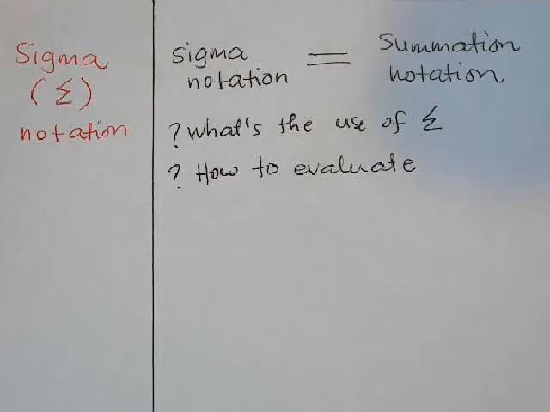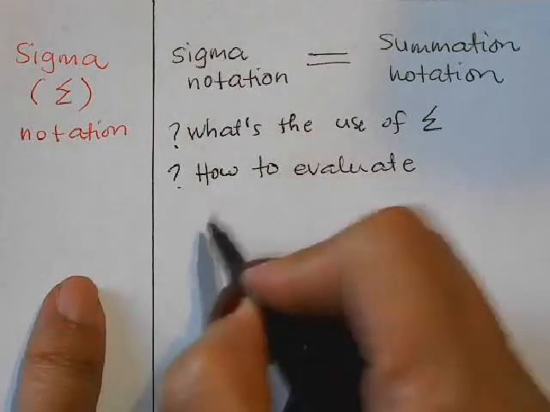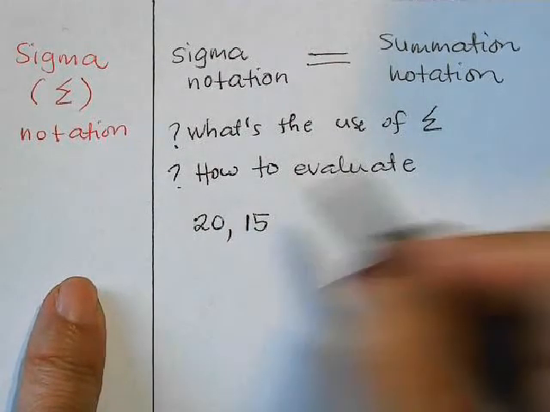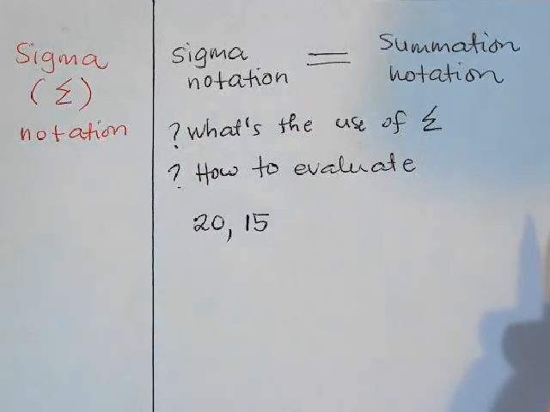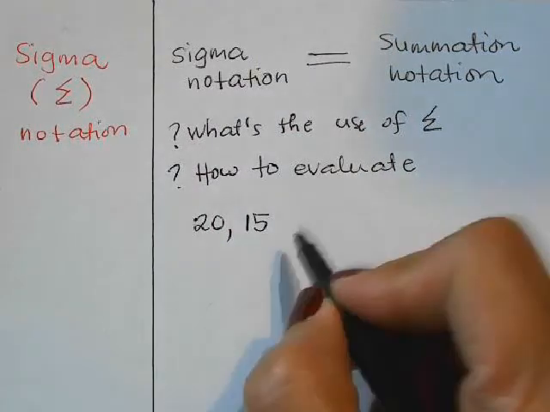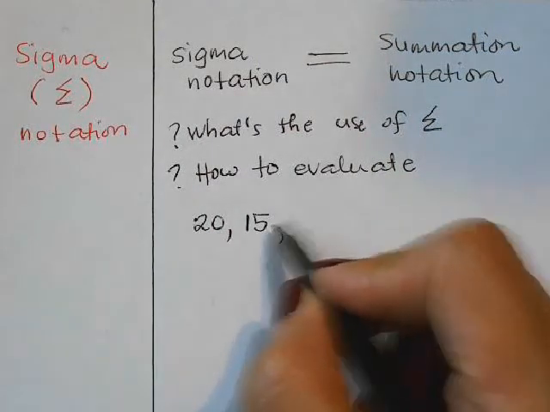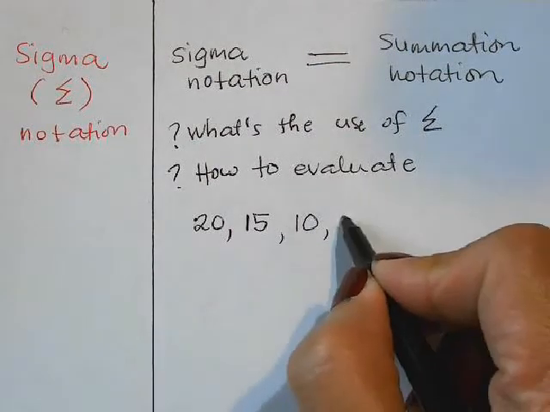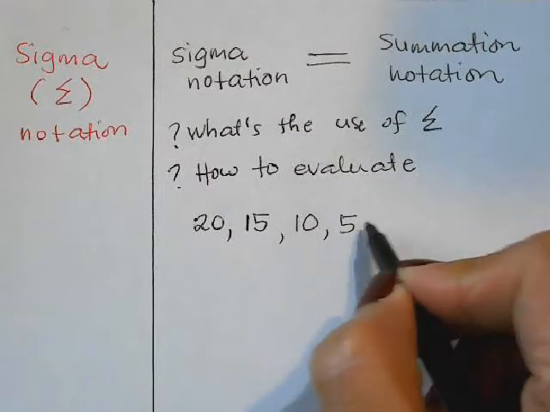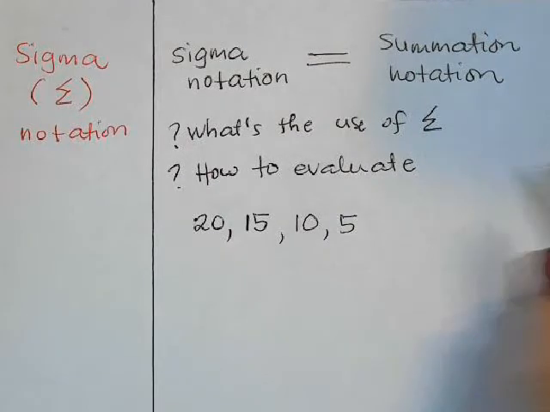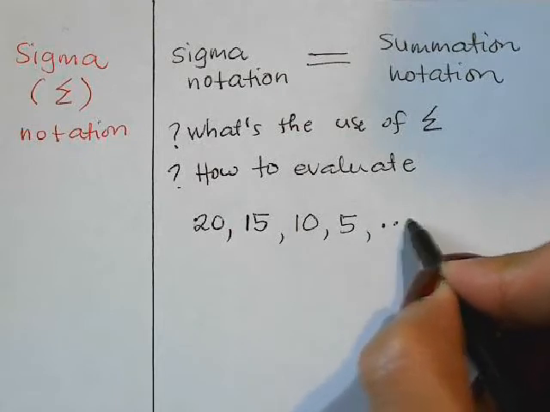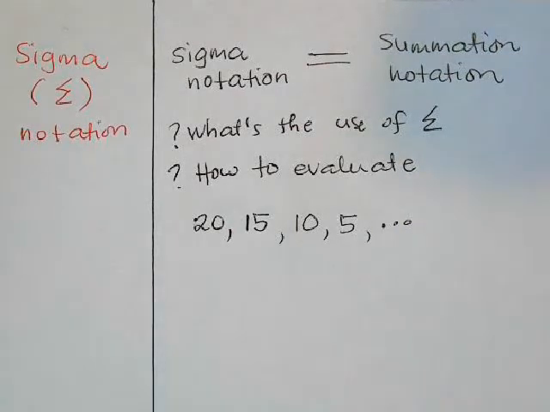Say for example you have the sequence. Let's start with 20, 15, 10. I think you know where I'm going here. I'm subtracting 5, right? That's my d. Minus 5, minus 5, minus 5. Usually this is what you will see, and then dot, dot, dot. That is your sequence.